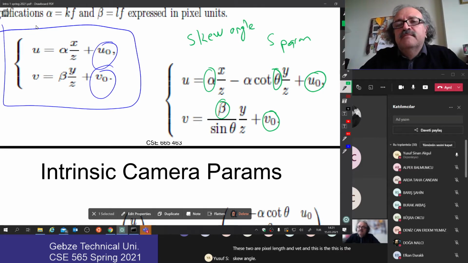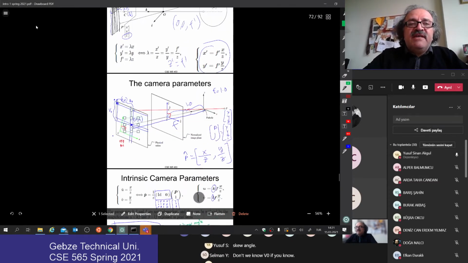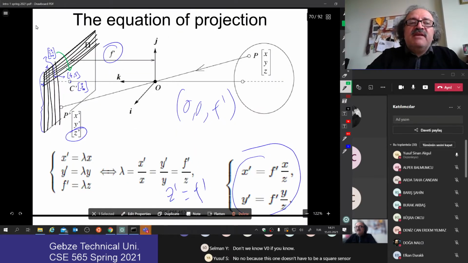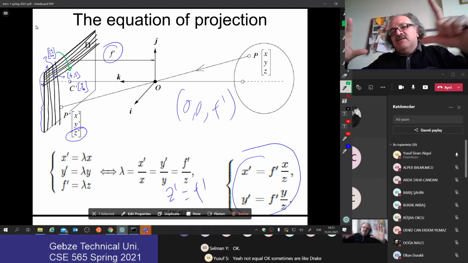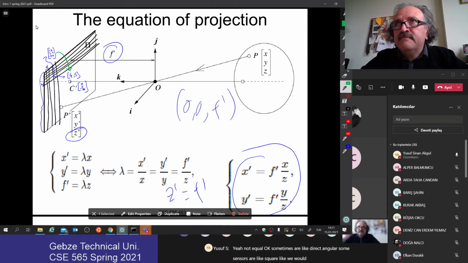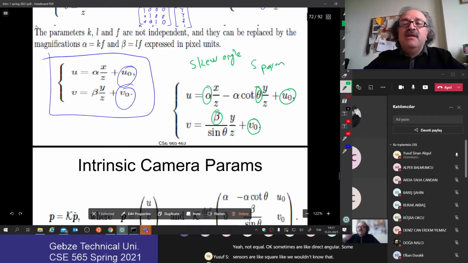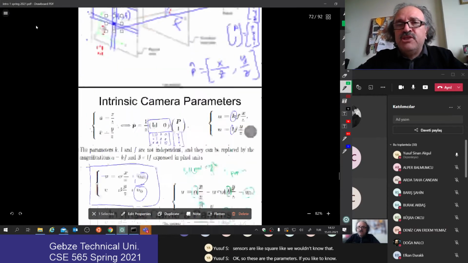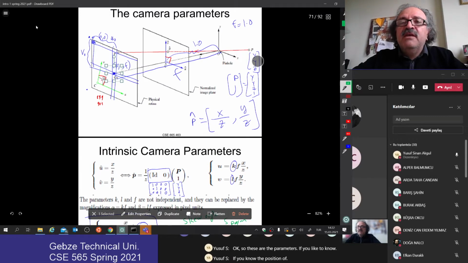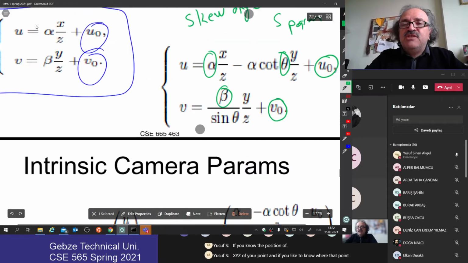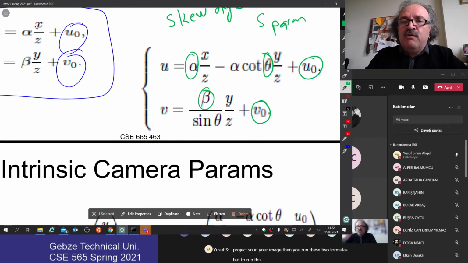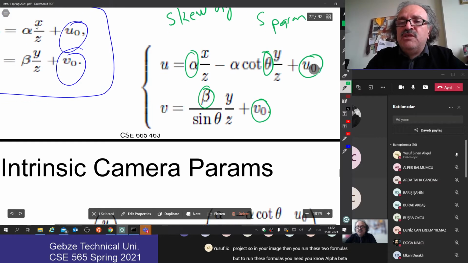Skew angle. Don't we know V0 if we know U0? No, because this one doesn't have to be a square sensor. They are not equal. Some sensors are rectangular, some sensors are square, and we wouldn't know that. So these are the parameters. If you know the position x, y, z of your point, and you would like to know where that point projects to in your image, then you run these two formulas. But to run these formulas, you need to know alpha, beta, theta, U0, and V0.